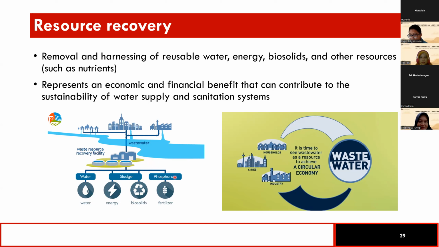And we can get phosphorus. Remember a while ago, our wastewater contains phosphate, and phosphate can be reduced into phosphorus, which can be used as fertilizer. So these are some of the resources that we can get from wastewater.